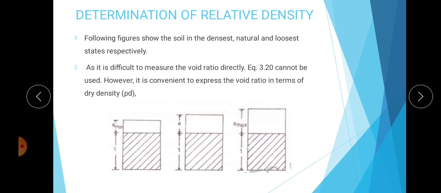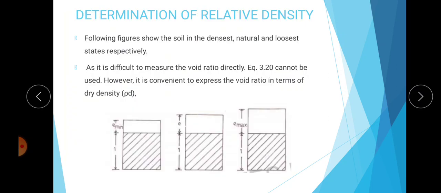Next, we can discuss the determination of relative density. This figure shows the soil in the densest state, the soil in the natural condition, and the soil in the loosest condition. In the densest state, if the arrangement is densely packed, the void ratio will be minimum, so it is E minimum. This is the void ratio in the natural condition, and this is the void ratio E max in the loosest state. It is very difficult to measure the void ratio directly. We cannot measure the void ratio directly in the field, so this equation for calculating relative density cannot be used.